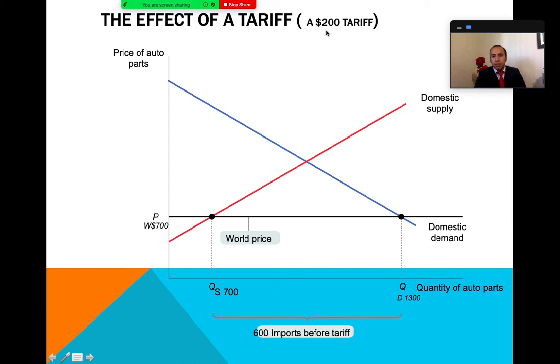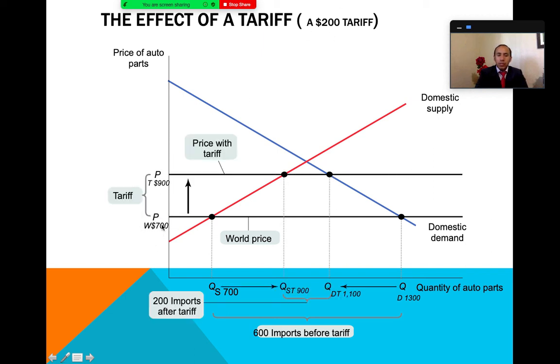Well, you want to tax those imports. This is a heavy tariff, a $200 tariff, just to explain the concept. That's going to be added to the world price. If you set a tariff, you're going to add it to the world price. That's a $200 tariff, world price of $700 plus the tariff. Now the price is $900. At $900 post-tariff, the domestic producers can increase their production from 700 units to 900 units.